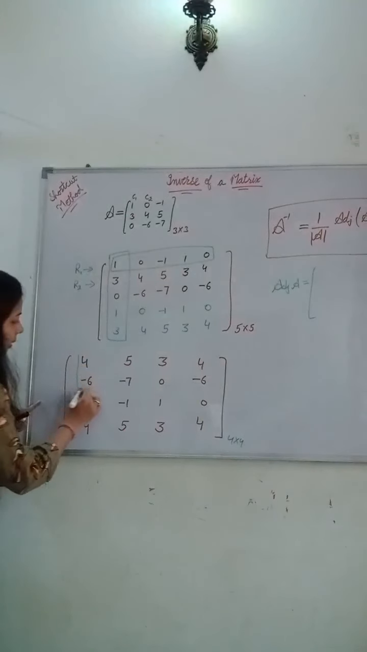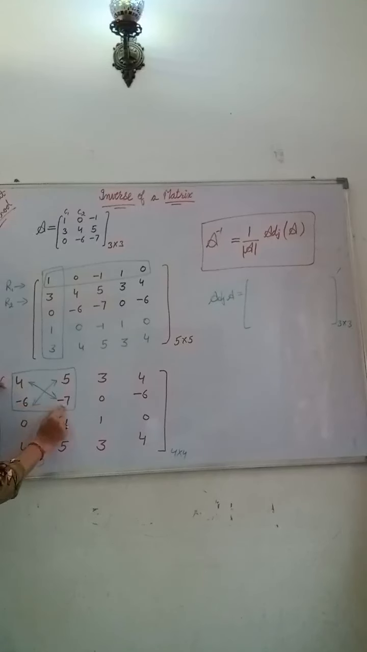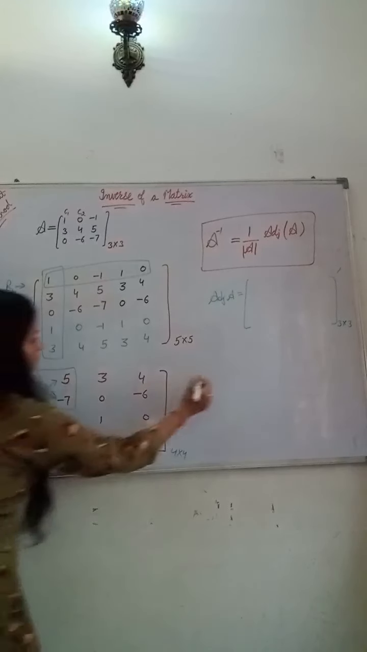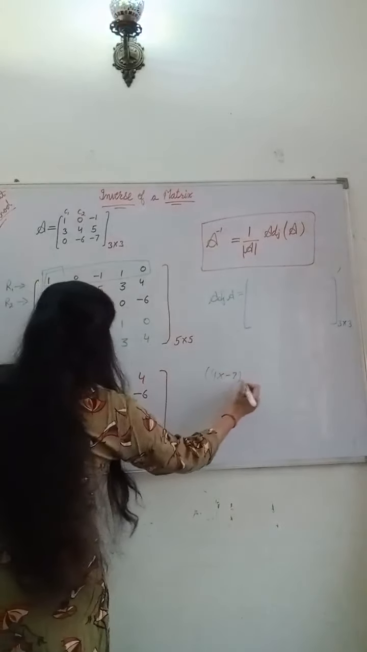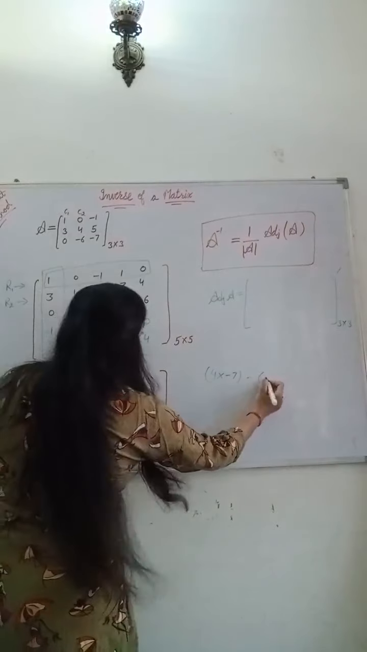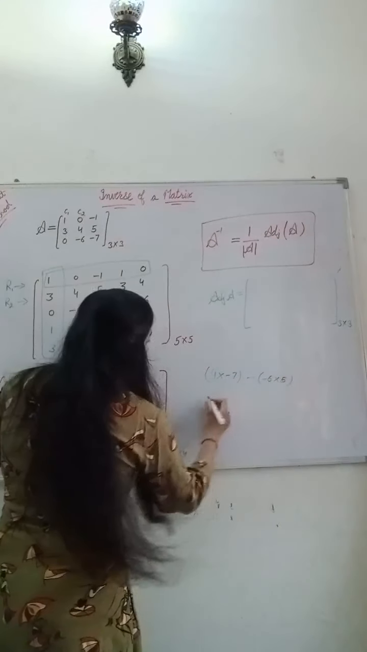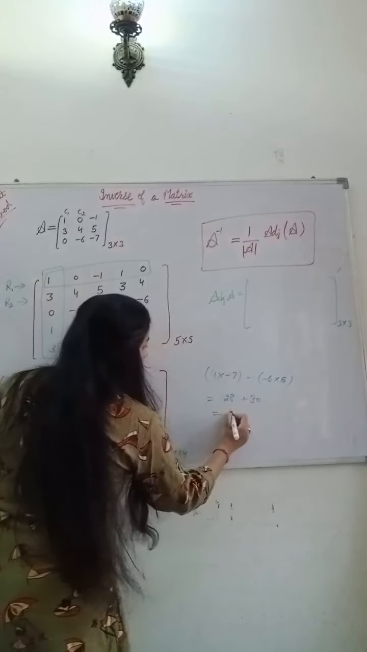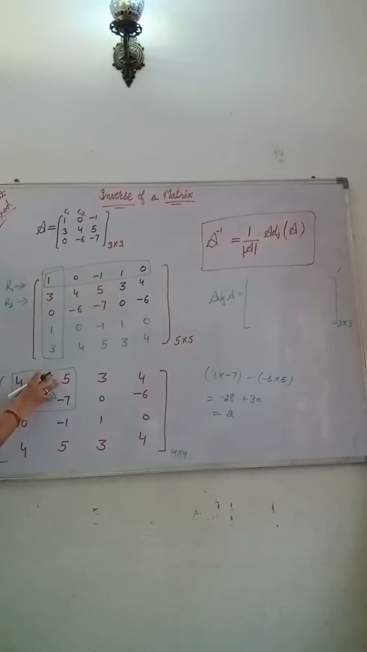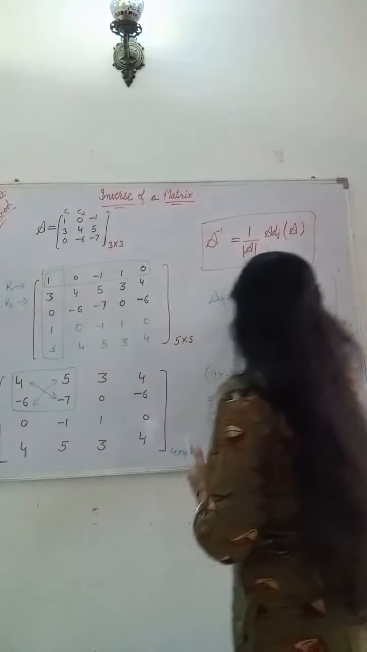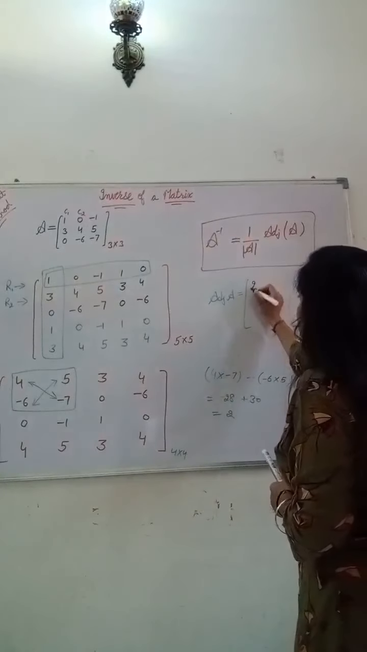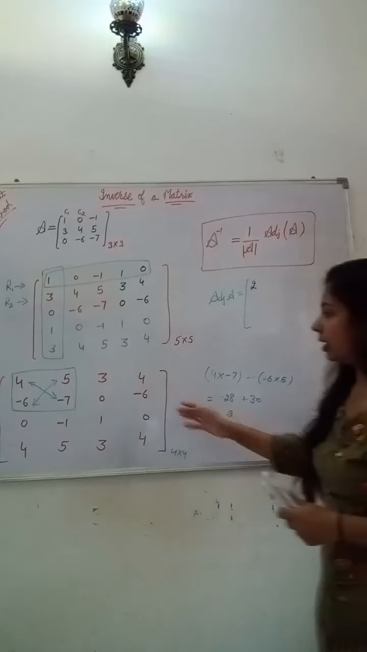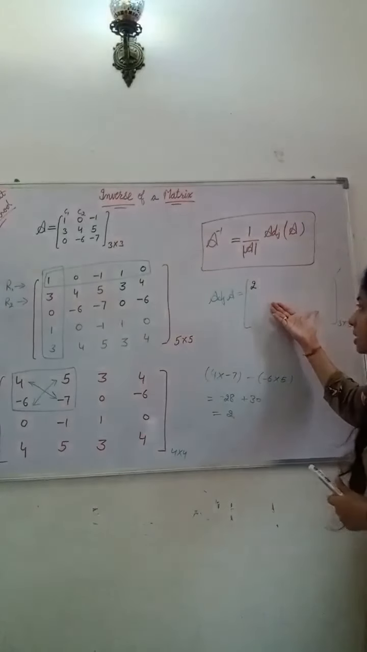First of all, take these 4 elements and I will do the cross multiplication here. Then I will get 4 into minus 7, put here a subtraction sign, minus 6 into 5. Then it gives me minus 28 plus 30, that is 2. It means from this I will get 2. That's it. Similarly, I will find other elements for this cofactor matrix.